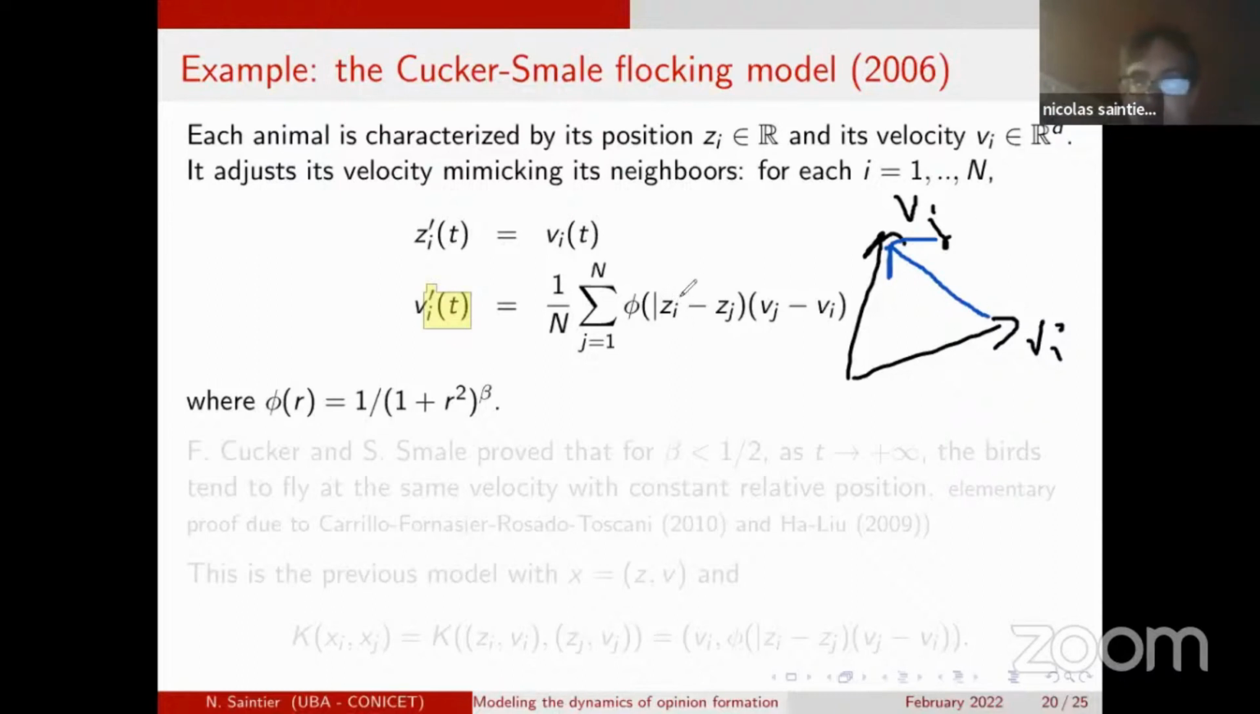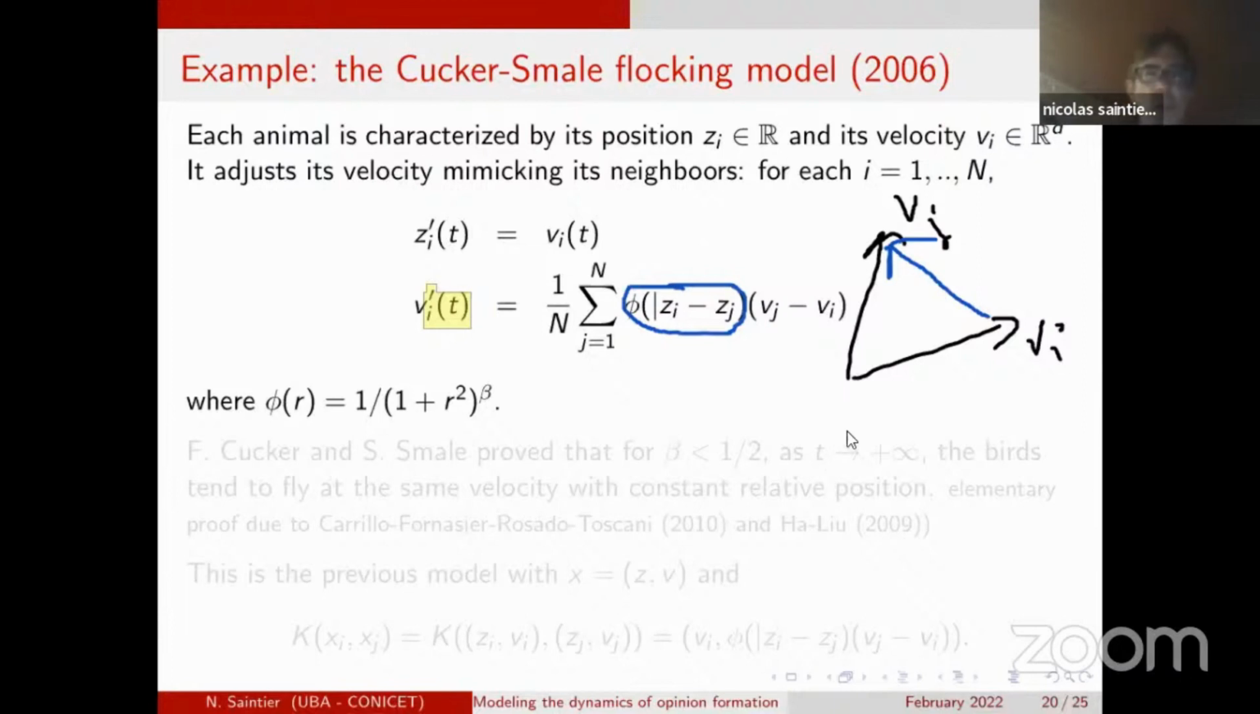So this is the meaning of this term here, which says that if a neighbor is far away from me, I will not take him into account that much. Instead, if a neighbor is very close to me, it will matter a lot, right? But essentially, I will try to take the mean of all the directions of my neighbors and align with respect to that direction.